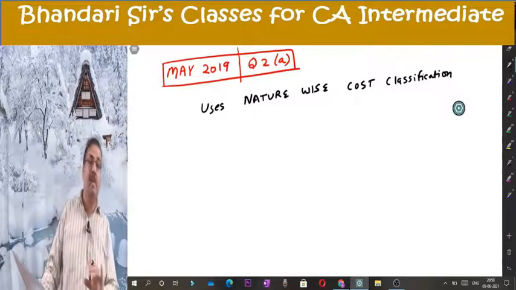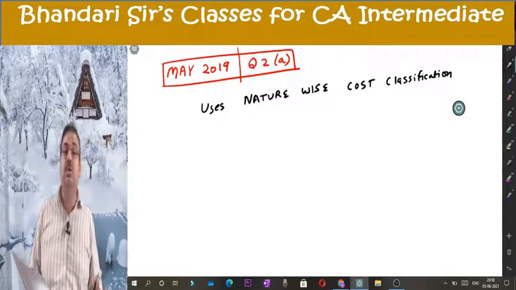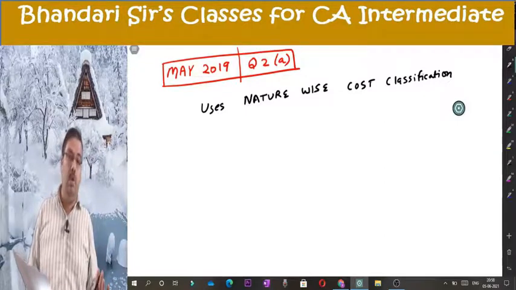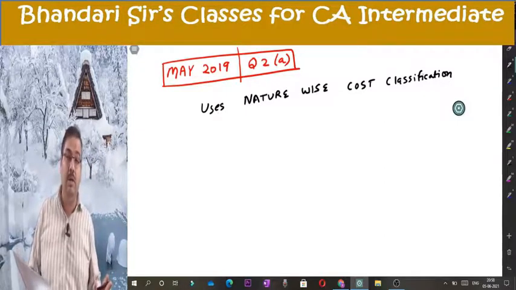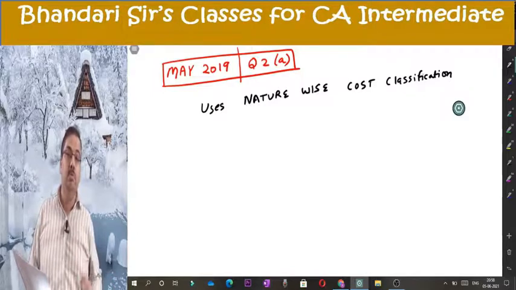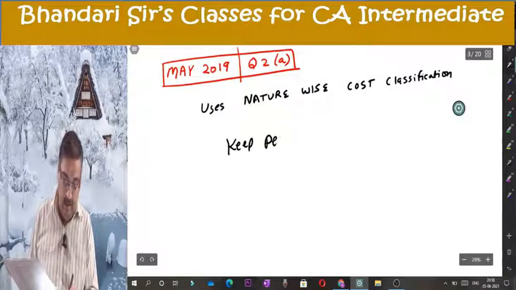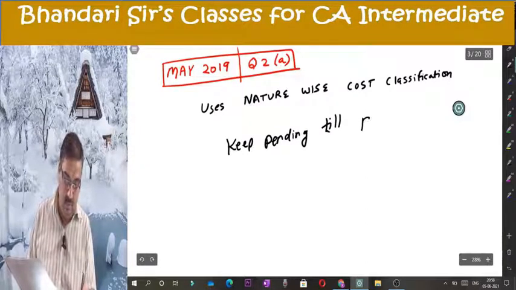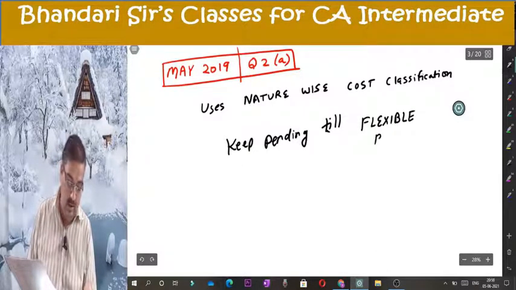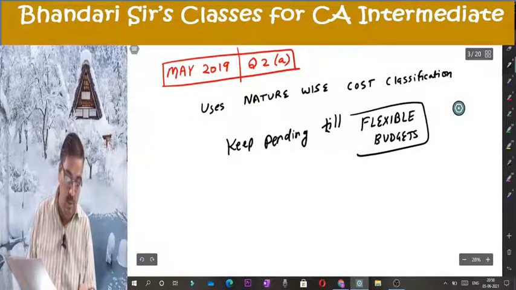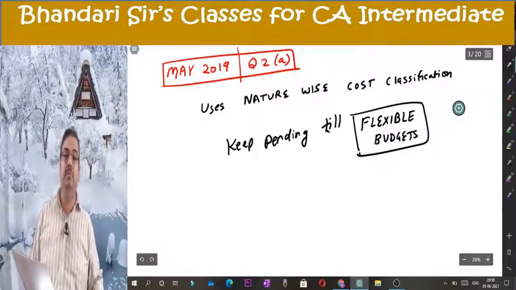So this is a mix of 2 topics. There are many questions which involve concept from more than one topic. So unless you have done both the topics, you will not be able to do that question. So this question I keep pending till flexible budgets. After doing that topic only, we'll be able to do this particular question.